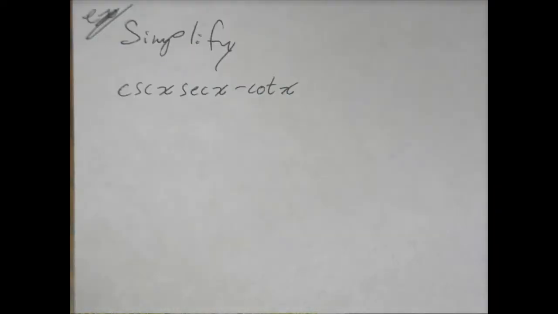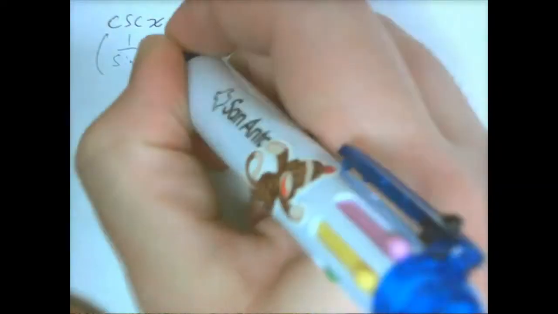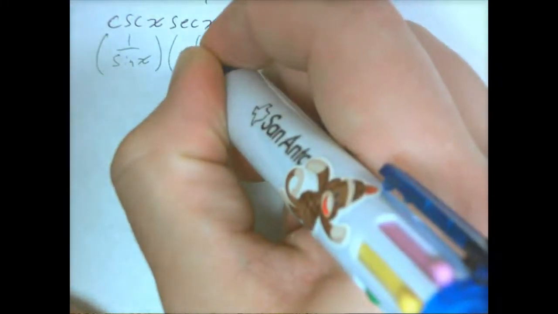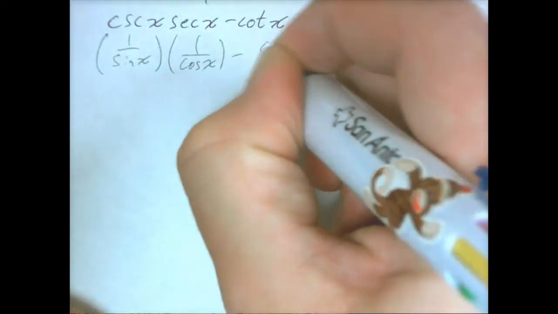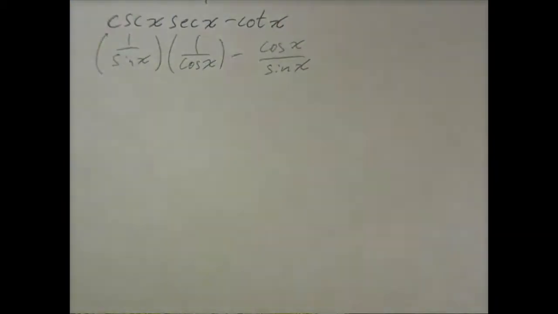All right, looking at another one. Cosecant, secant minus cotangent. I'm going to move this up since the directions mean simplify. Cosecant I know is 1 over sine. So 1 over sine. Do not change your angle. 1 over cosine is secant minus cosine over sine. That is all coming from your identities.